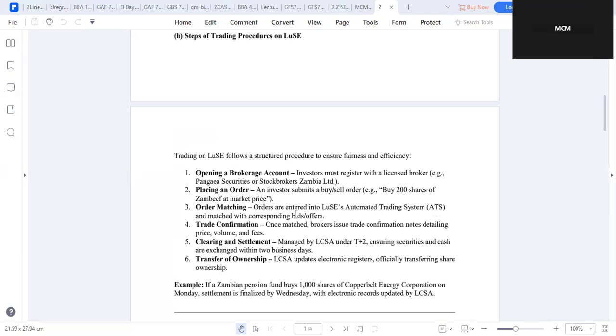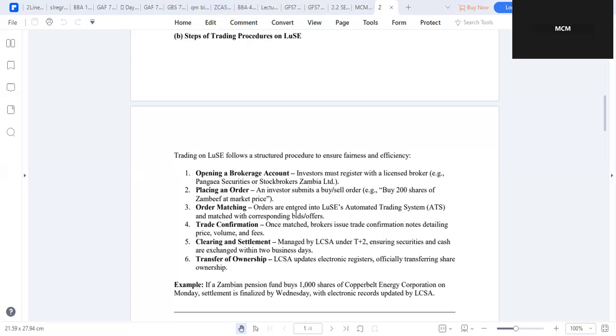Firstly, step one, you need to open a brokerage account. Investors must register with licensed brokers. For instance, we have Bangia Securities or Stockbrokers Zambia Limited. Secondly, you need to place an order. An investor will submit a buy or sell order, for instance, buy 200 shares of Zambeef. Then third, order matching. Orders are entered in the Lusaka Stock Exchange ATS, automated trading system, and they're matched with corresponding bids or offers.